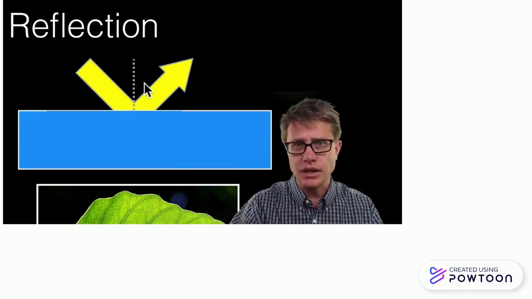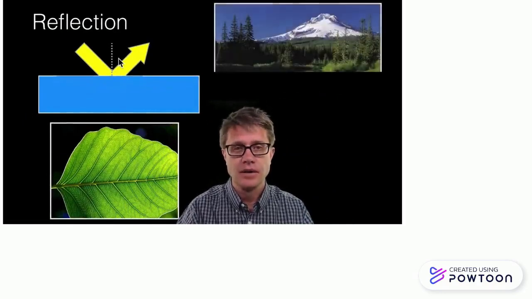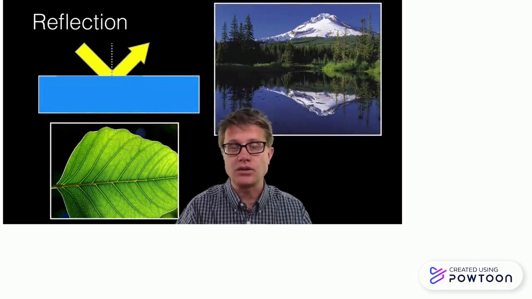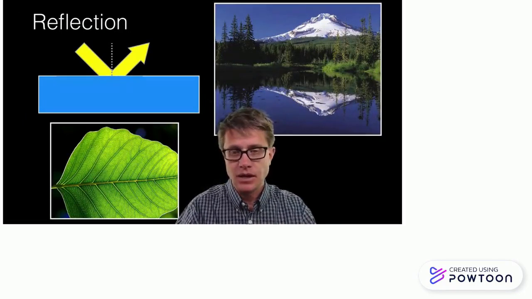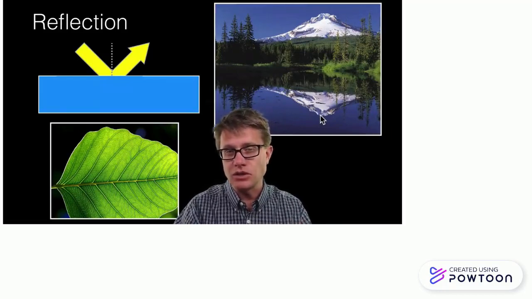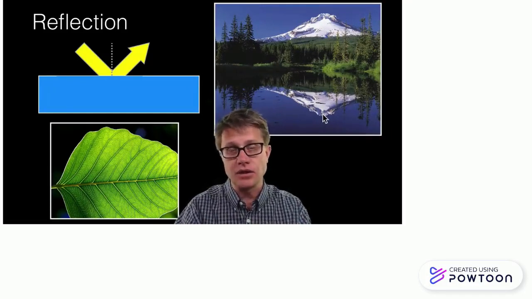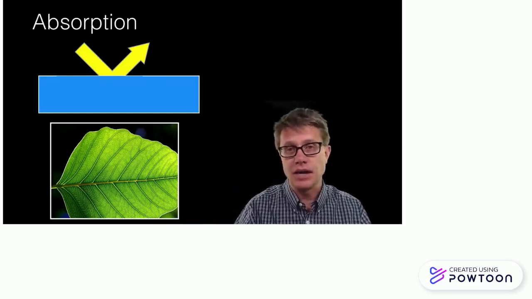What if it comes straight in? Then there's an angle of 0, and so it's going to bounce straight back. If we're looking at a mountain in the reflection of a lake, that's going to be reflection that's causing it. And so you know the mountain is not down in the lake. And so how did that image get to your eye? Well, the light from the top of the mountain is reflecting at an angle off of the surface of the water, and it's going to your eye. And so it appears as though it's down in the water, even though it's not.